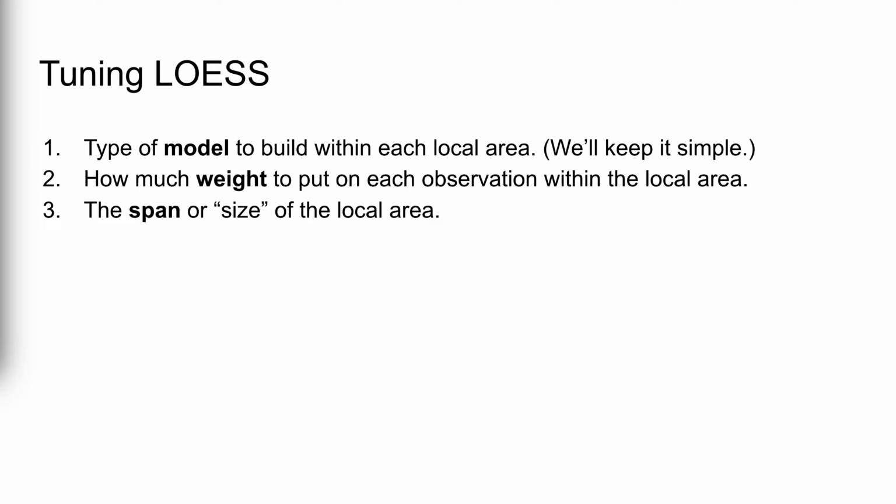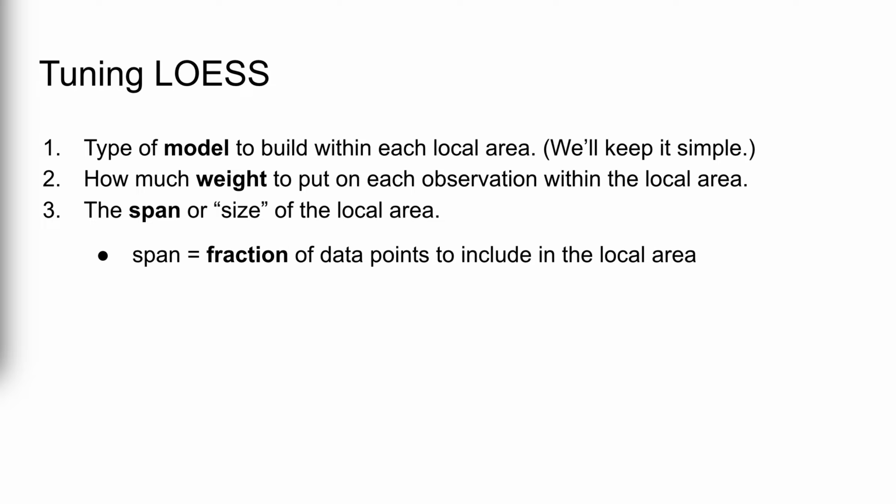Finally, in building a LOESS model, we get to choose the span, or quote-unquote size, of the local area. This is similar to the idea of having to pick the neighborhood size k in the KNN algorithm, but the math is a little different. Mainly, the span tuning parameter indicates the fraction of data points that we want to include in our local area, hence our local model. So it's the fraction of data points, not the number of data points.